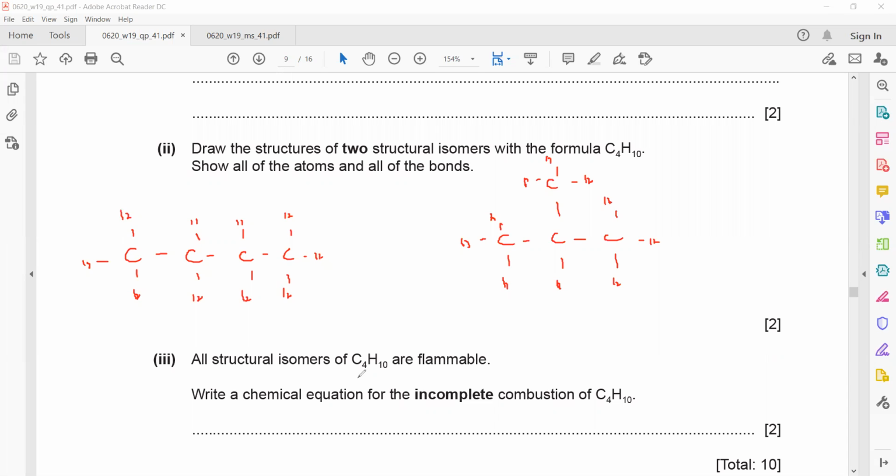All structural isomers of C4H10 are flammable. Flammable means they can catch fire. Write a chemical equation for incomplete combustion, meaning it does not burn completely.